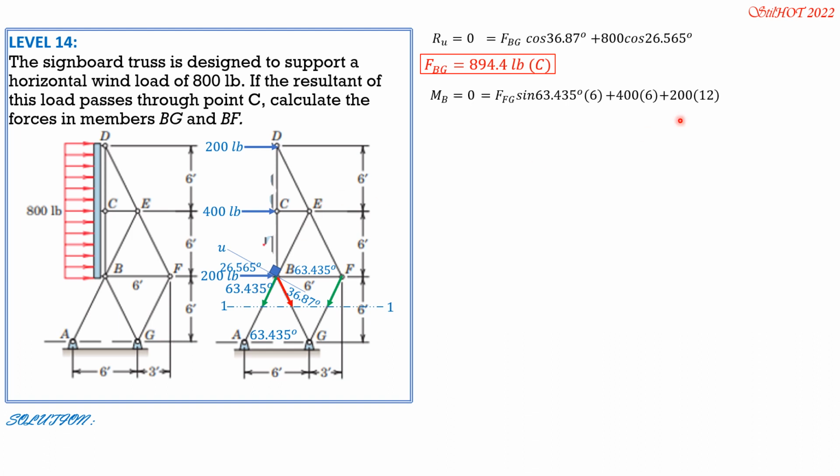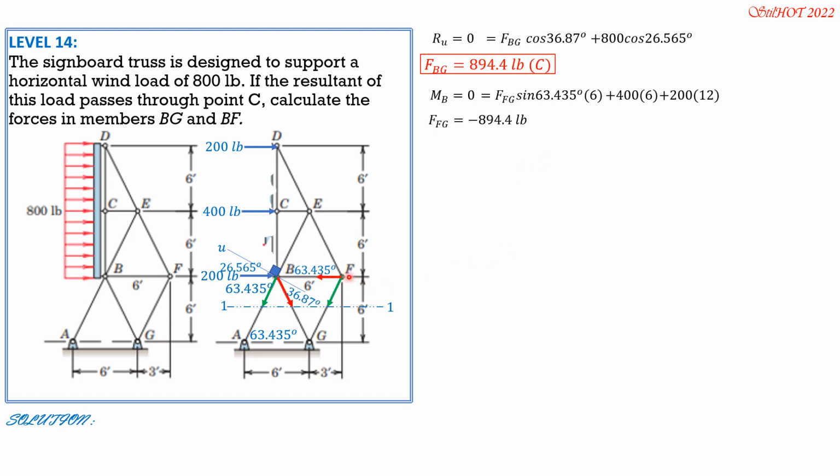Now, instead of 400 times 6 plus 200 times 12, because 200 is also above this section 1-1, you may use 800 instead. Imagine that this is 800 times 6. So you can replace 400 times 6 plus 200 times 12 by just 800 times 6 instead. But since I already formulated this, you may have an alternate solution. And let's just continue this. So FFG is negative 894.4 pounds also.